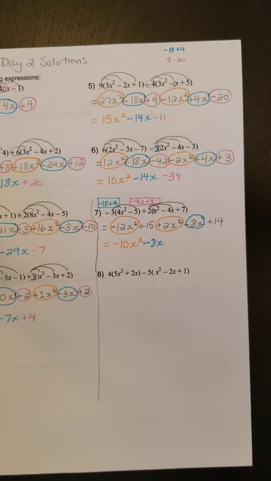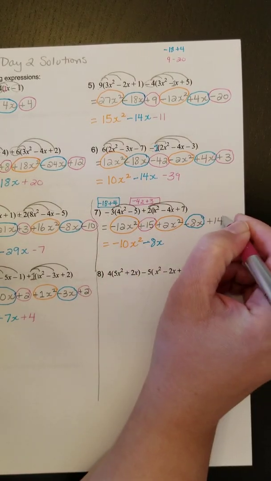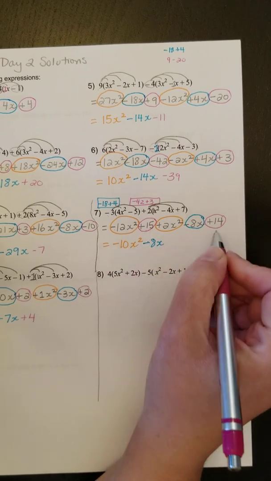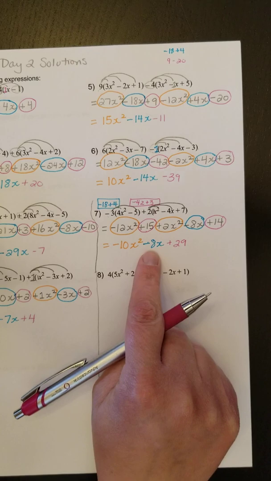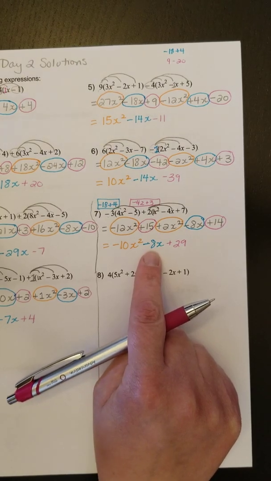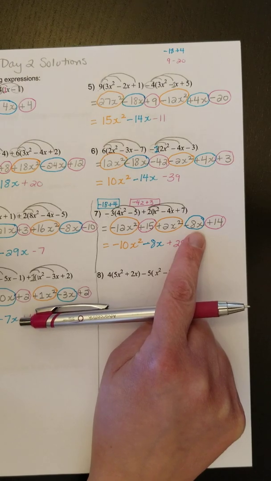And the last one is the just numbers. So I have a plus 15 and a plus 14. So 15 plus 14 more is plus 29. So you won't always have 2x squareds and 2x's and 2 numbers. Sometimes you only have one of them. Sometimes you might have 3. That's okay.